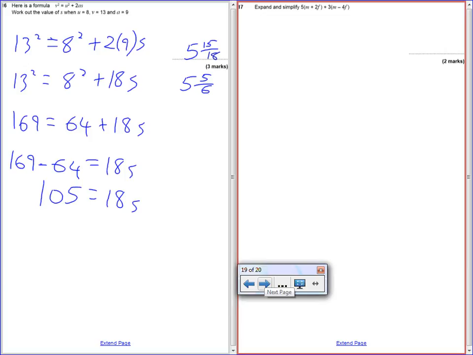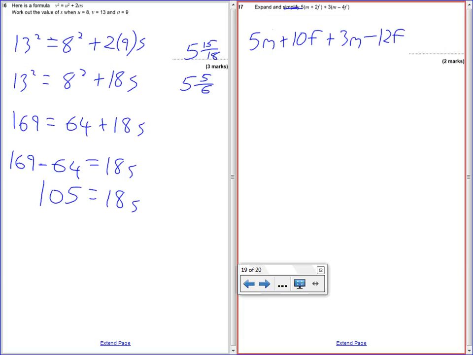17, you've got to expand and then simplify. So we've got 5 times m plus 2f, so that's 5 times m is 5m. 5 times 2f is 10f. Then you've got to add 3 times m, and then minus 3 times 4f. It's 12f. Then you've got to simplify that.